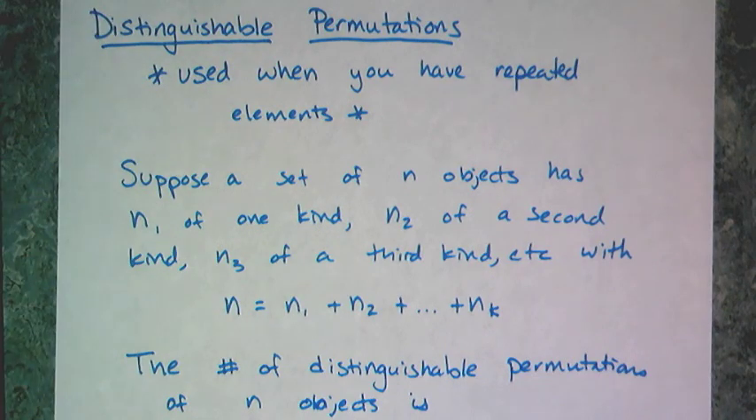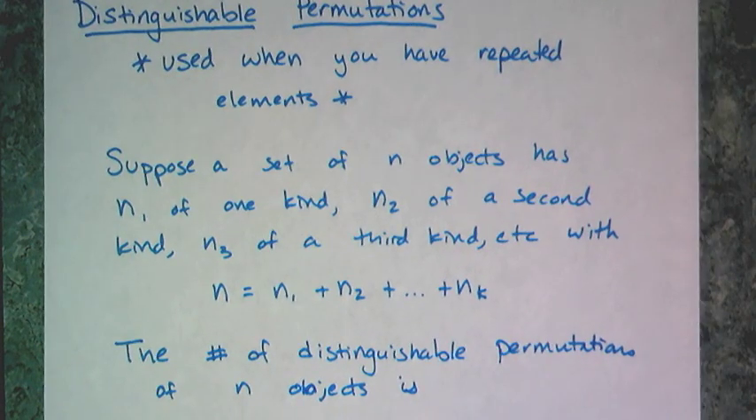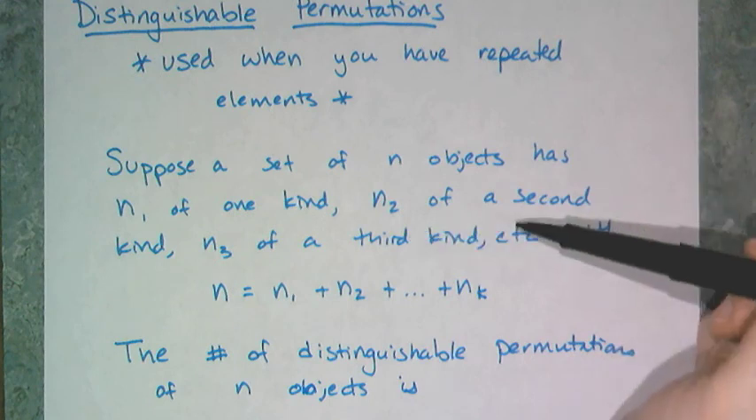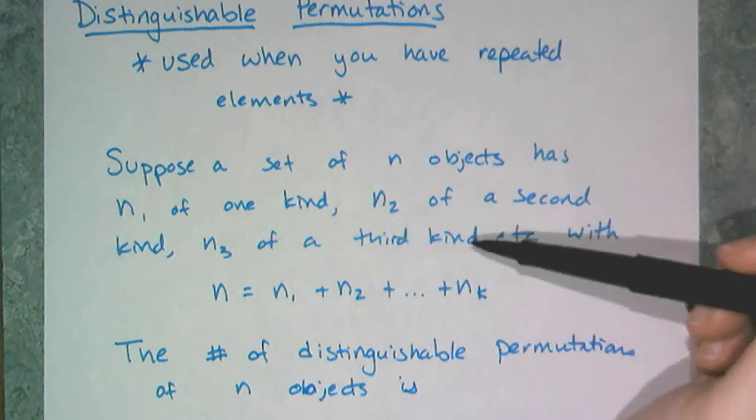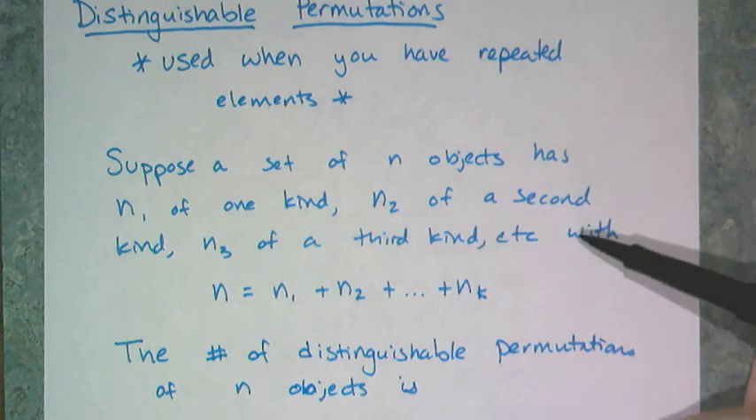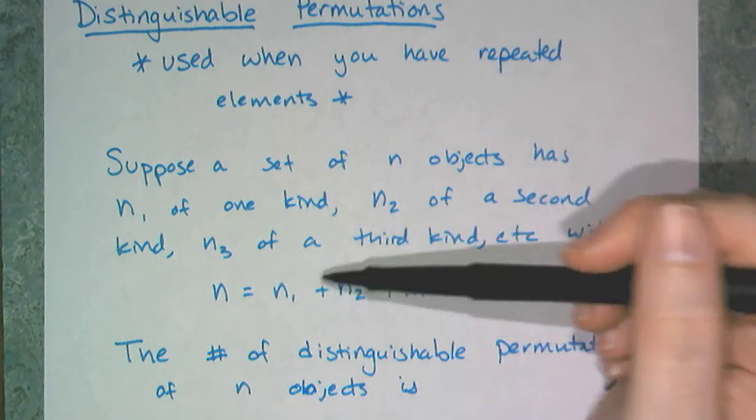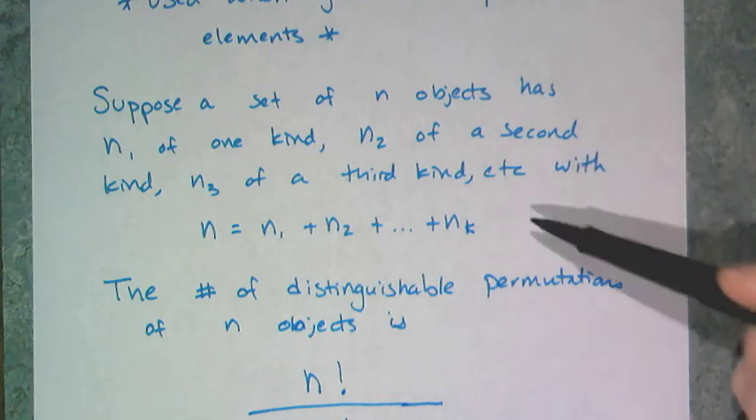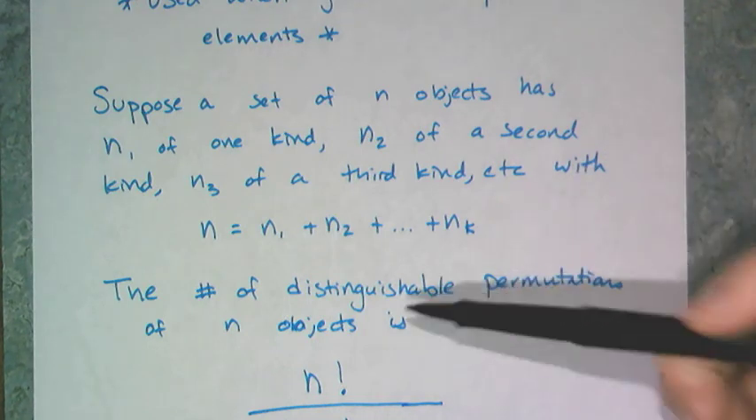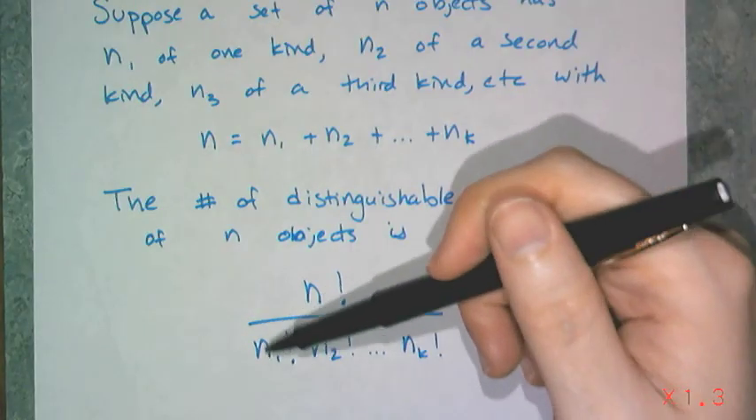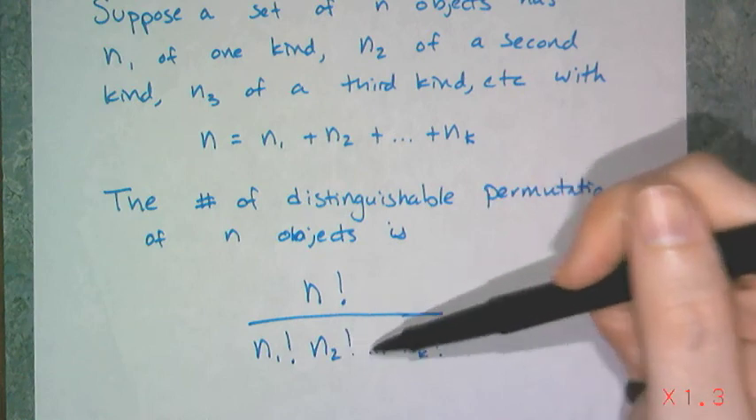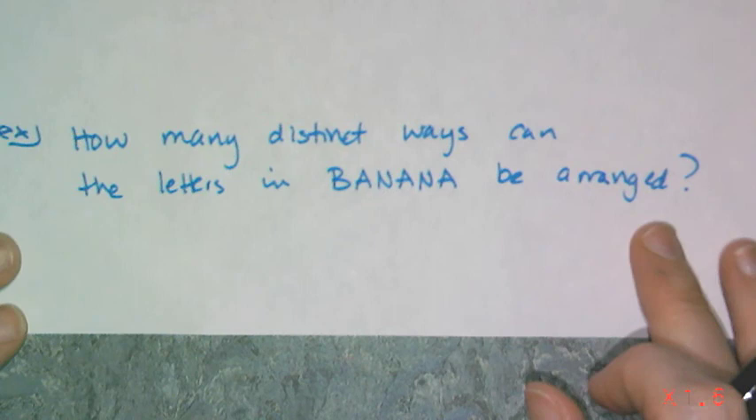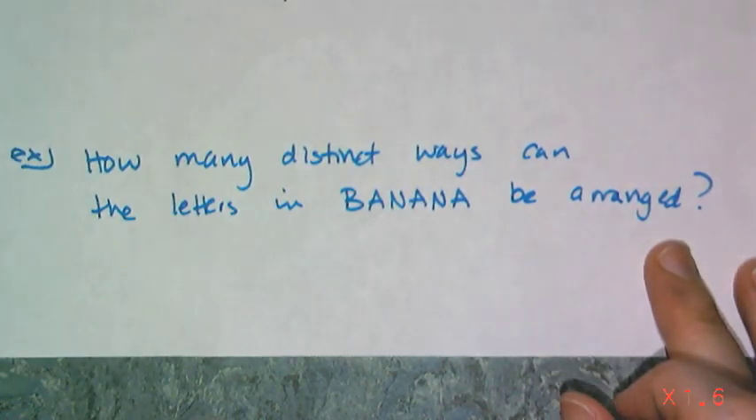So suppose a set of n objects has n1 of one kind, n2 of a second kind, n3 of a third kind, so on and so forth, such that n equals n sub 1 plus n sub 2 plus dot dot dot n sub k. And the number of distinguishable permutations of n objects is n factorial over n sub 1 factorial, n sub 2 factorial, dot dot dot n sub k factorial. So now for that example, that'll hopefully make this clear for you.